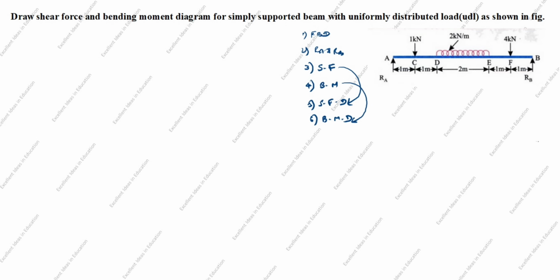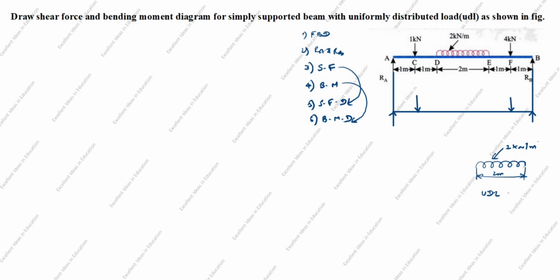First, we will draw free body diagram of the given support. You see here, this is UDL load. So we will convert into point load. So how we will convert this one? This is UDL. UDL distance is given as 2 meter. This UDL load is 2 kilonewton per meter. UDL into distance. Distance is DE. So UDL is given as 2 kilonewton per meter into DE is 2 meter. Meter cancel. 2 2s are 4. 4 kilonewton is the point load.